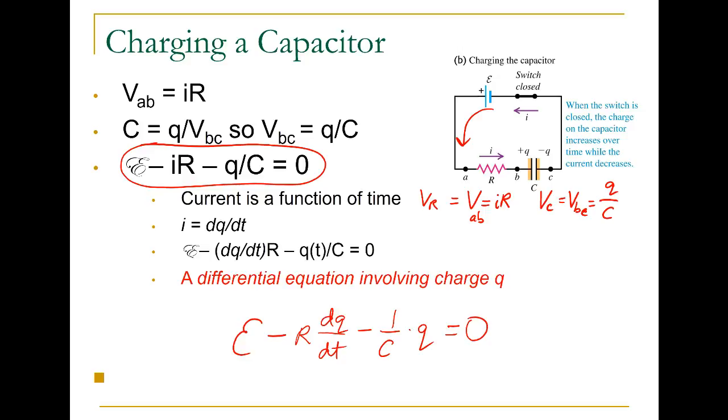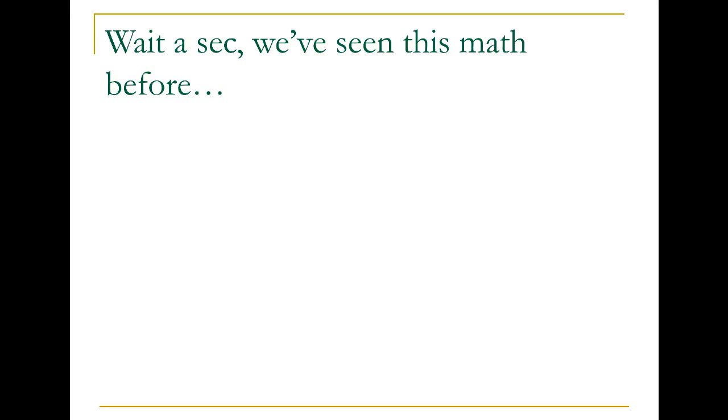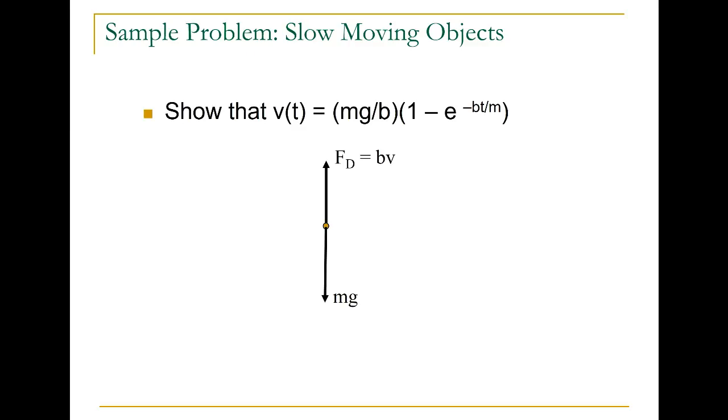and the thing is, we've seen this math before. Where have we seen it? Well, we did this with falling objects. Remember that a while back we showed that the speed of a falling object was a constant times 1 minus e to the minus bt over m. So let's do a little aside for a moment, and let's look at how falling objects are actually very similar to capacitors.